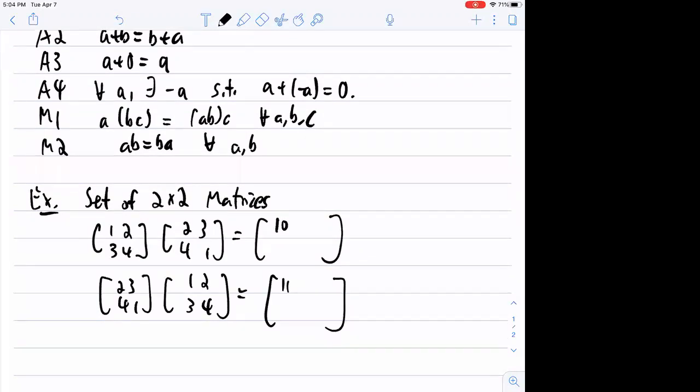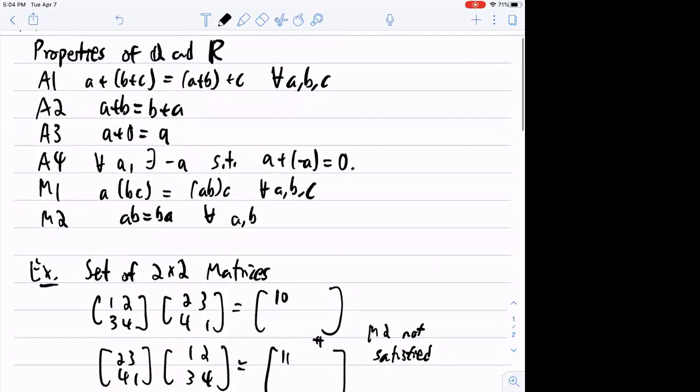So you see, these two are not equal, right? The first term is not equal. So you see that matrices are not commutative, right? So they don't satisfy M2. There are other important sets that don't satisfy these properties, but in the case we're in, for Q and R, they do.